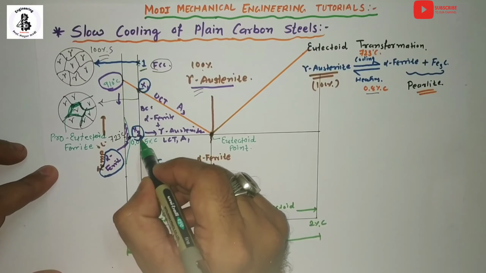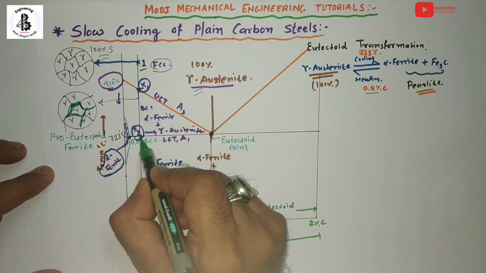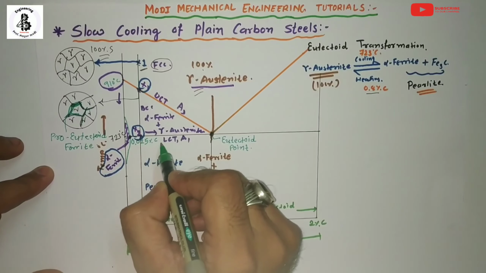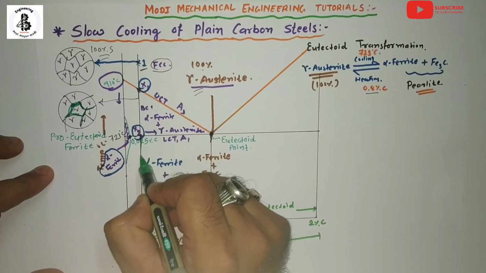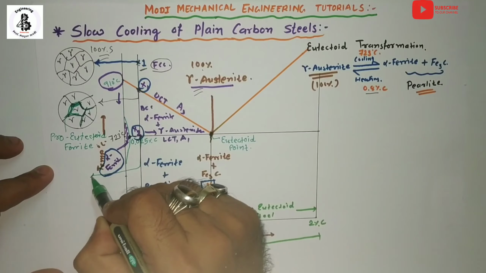Now I would like to draw the microstructure at the intersection with the lower critical temperature line, or you can say the eutectoid temperature line. So let's see the microstructure.